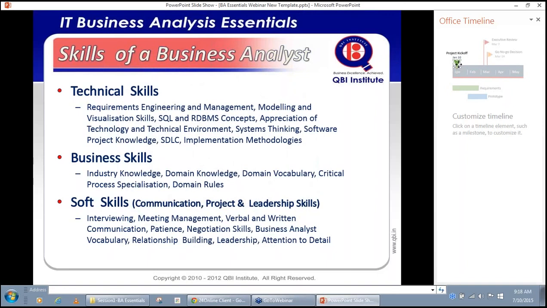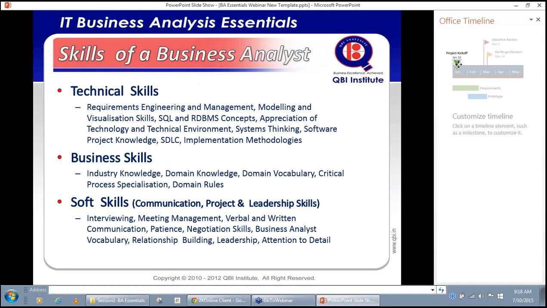Technical skills. As I have told you, requirements is the key work of the business analyst. Everything revolves around the requirements and their solutions. So requirements engineering and management is the key technical skill. Here we learn requirements engineering and management in detail in the program. We learn how to prepare business requirement documents. We learn how to prepare a functional requirement document, etc.